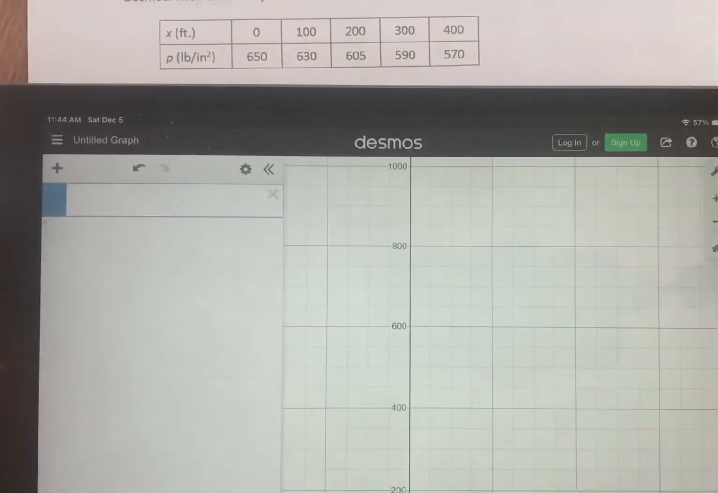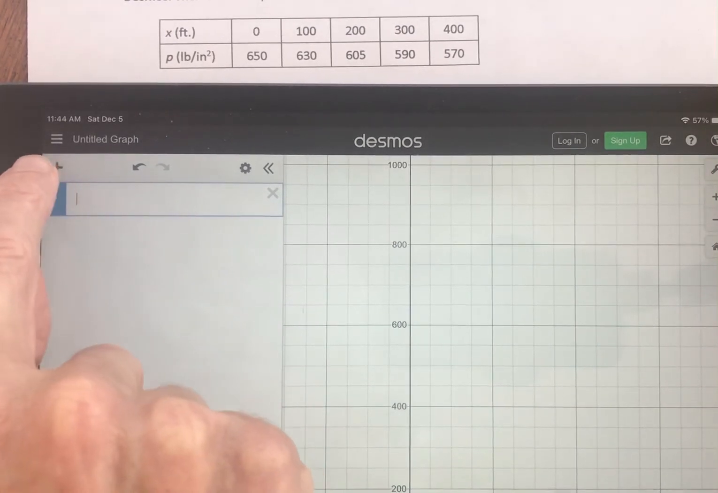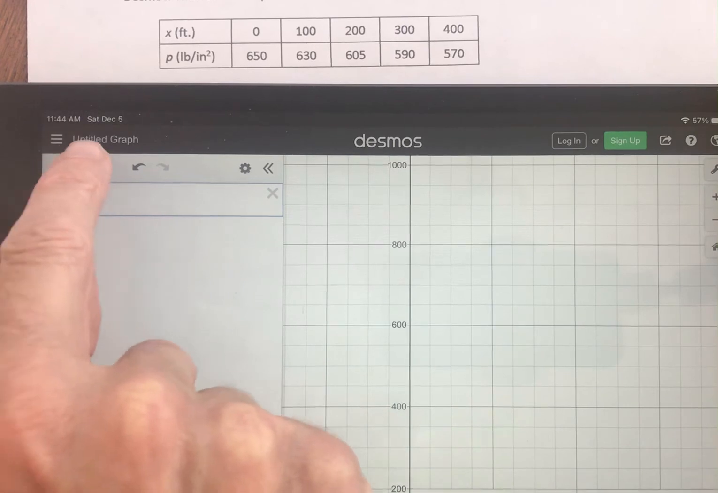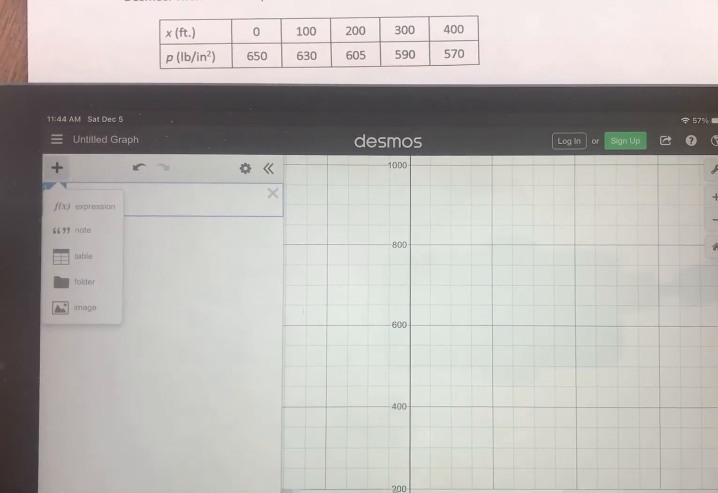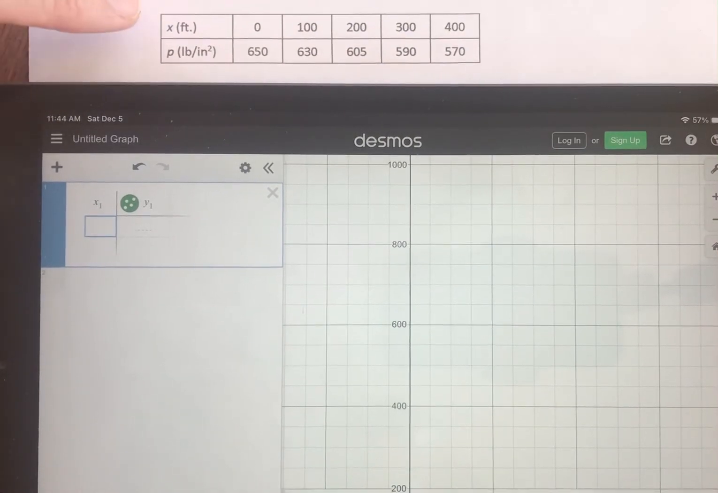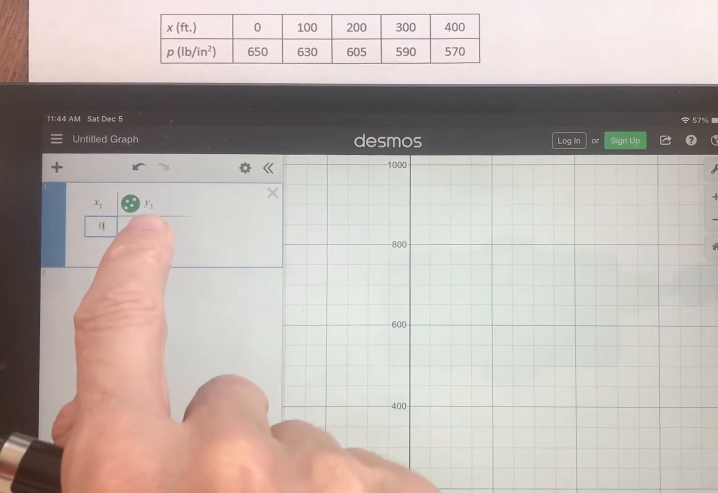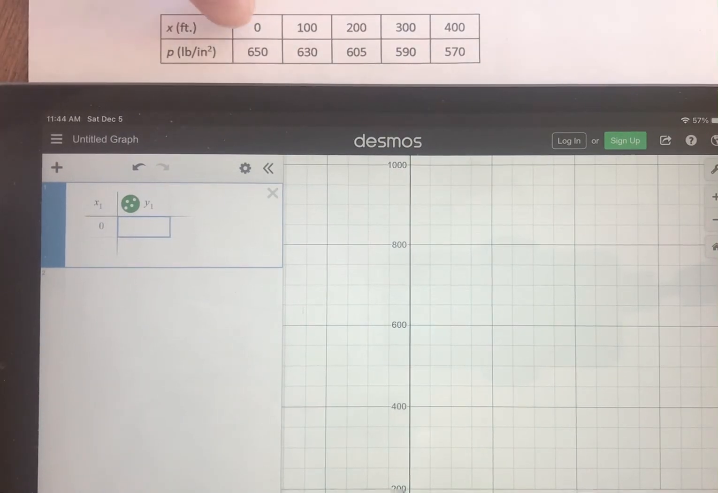Okay, I'm in Desmos. So we need to put a table into Desmos. Let's start by touching the X up here, which gives us the option for making a table. So there's our table. Now, using up here, our first X is 0, and the corresponding Y, the corresponding pressure, is 650, so for the Y, I'll put in 650.